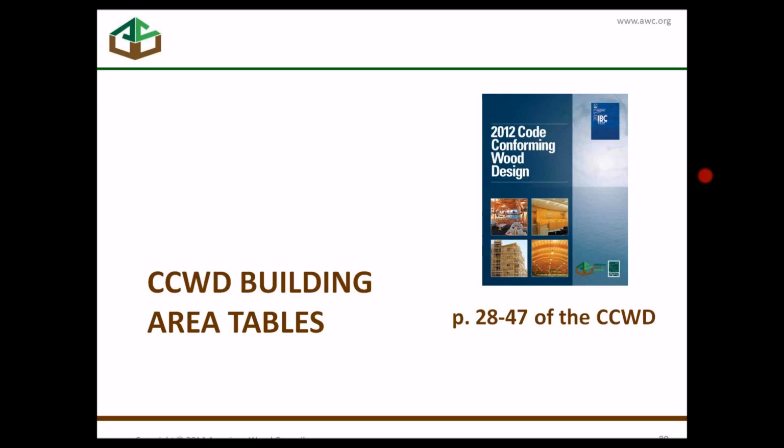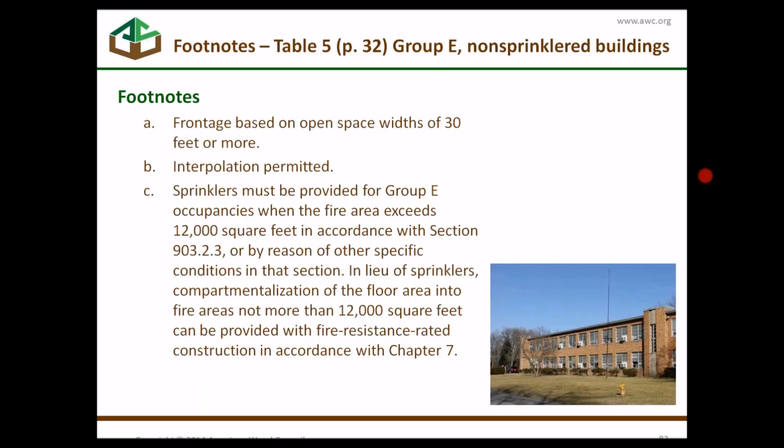I'm going to drop back now. We started the webinar with the reference to the tables in the back of the Code Conforming Wood Design. We went through the basic height and area out of the International Building Code, and I want to run through an example of using these tables a little more specifically so that you get a little comfortable with this. Let's say, just taking schools for an example, back on page 32 of your Code Conforming Wood Design document, you'll find this table.